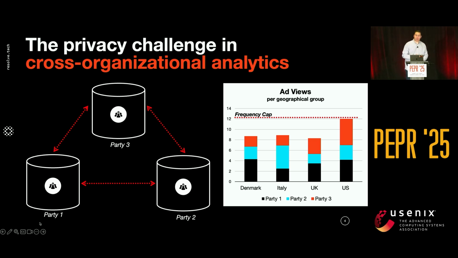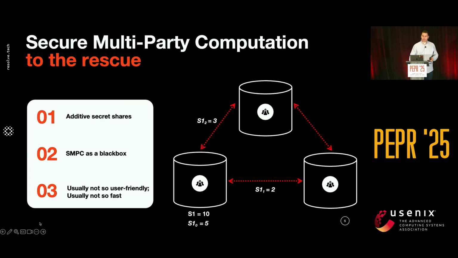This is just a use case, but it could just be that we want to compute a histogram with the different contributions. We cannot do that because of two reasons. First, privacy, but there is also a second reason. Normally, these organizations want also to protect their competitive advantage, and they don't want to share their data also for this reason. How do we solve it? Well, one way is to use secure multi-party computation, and that's what I'm going to talk about today.